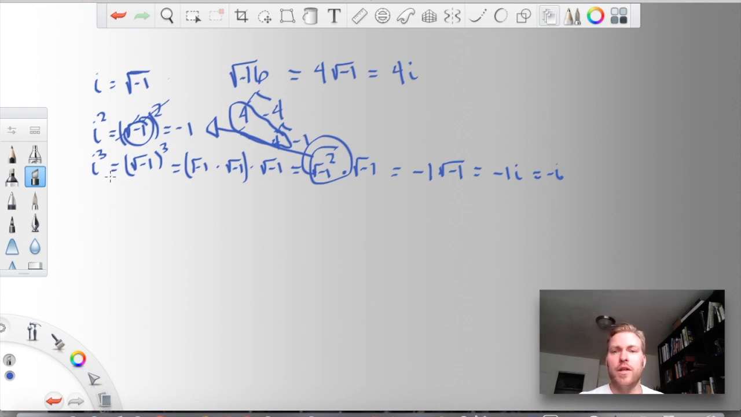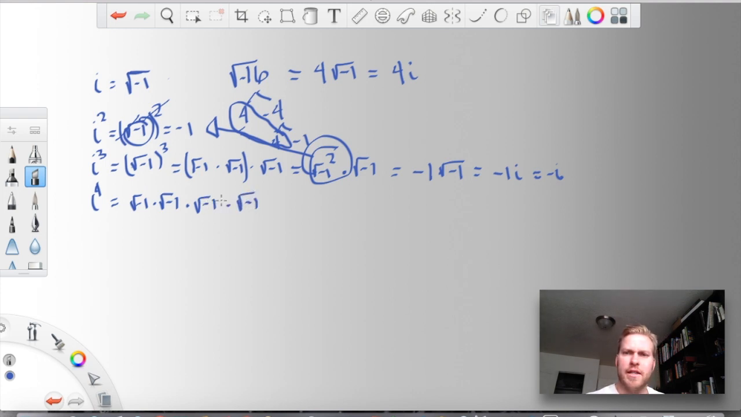I want to do 2 more of these just to kind of send home this idea on how we're multiplying with i's work out. So let's do i to the 4th power. Now i to the 4th power is not going to be too dissimilar from what we saw with i squared here, because I'm going to break this up. I'm going to have the square root of negative 1 times the square root of negative 1 times the square root of negative 1 times the square root of negative 1.